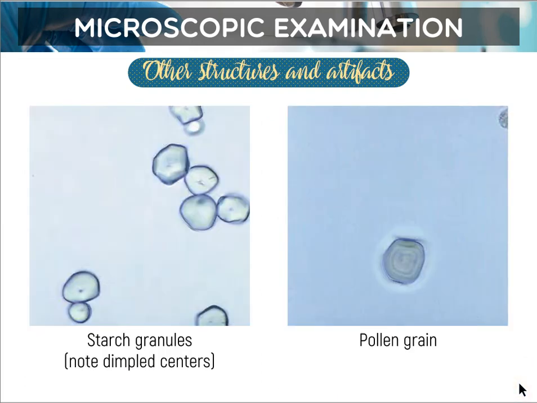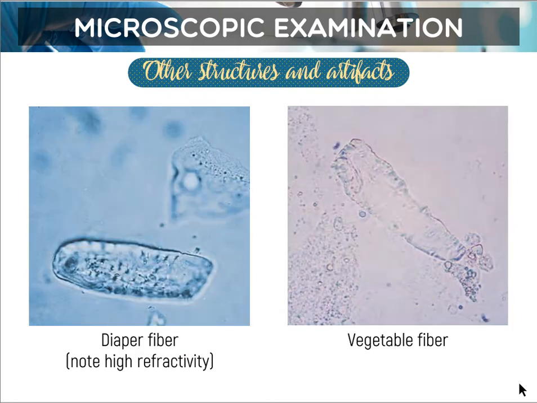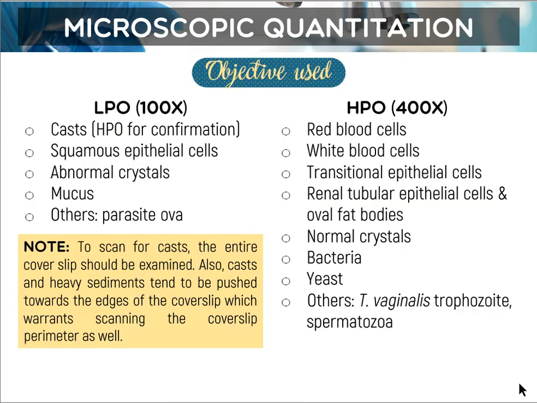Alright? So we have here your starch granules, right? Note the dimpled centers. Pollen grains can be mistaken as your RBCs. Fecal material, of course. Then your fiber, which is usually always present, like diaper fiber and vegetable fiber.